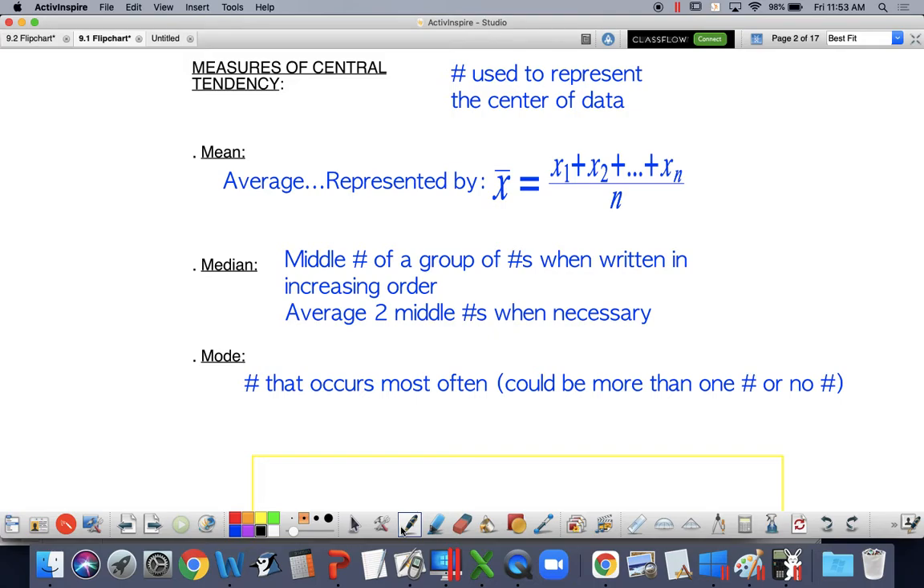Any questions on those three definitions, vocabulary terms? You'll definitely be required to know those. So right below is your first question. Let's go ahead and calculate the mean, the median, and the mode.